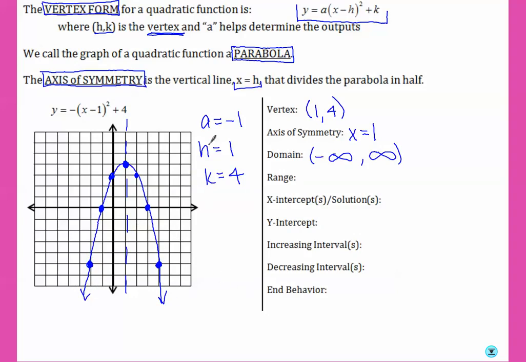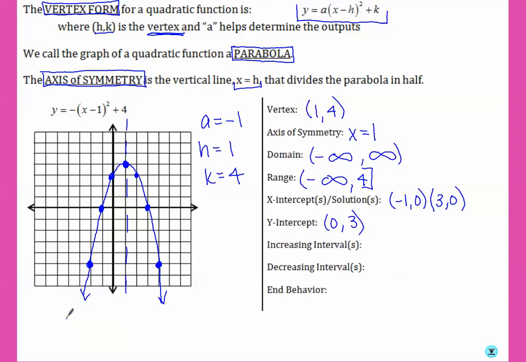So based on this picture, our range would be negative infinity to 4 with a bracket. Remember, x-intercepts, solutions, this also could be written as roots or zeros, are going to be where it crosses the x-axis, which are the points (-1, 0) and (3, 0). Our y-intercept is the point (0, 3).